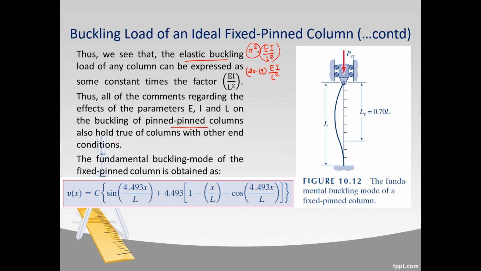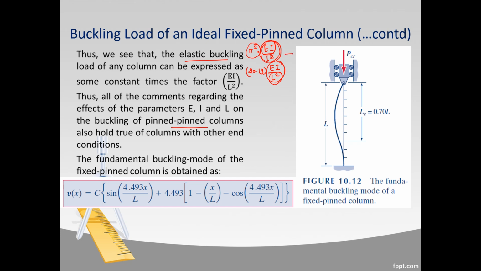That means our critical load, since we always have the same factor here, will always be directly proportional to the flexural rigidity and inversely proportional to the square of the length. So these are the comments that will be the same for all types of columns. In fact, using these characteristic buckling equations, we can derive many different relations. So let me discuss one or two with you in a quick fashion.